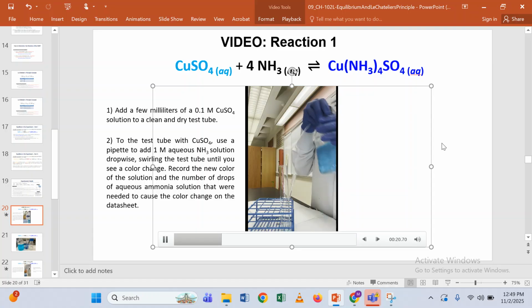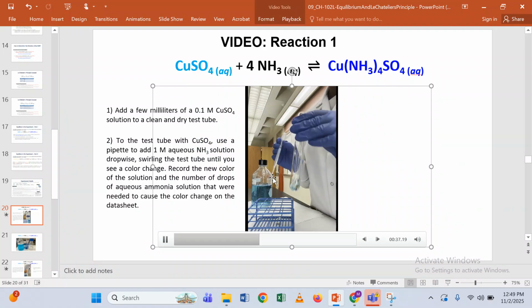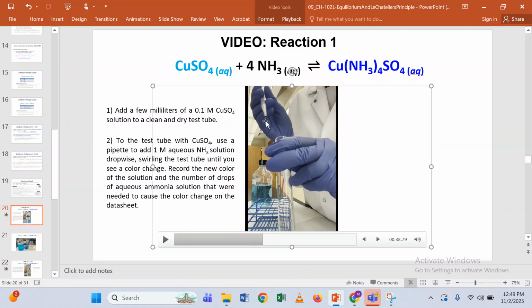It was added all at once, so we're going to say this. Let's see if this was added dropwise, which is the ammonia. Before we add the ammonia, what do we expect? So the turquoise color, is it going to stay turquoise or is it going to be this deep blue color?